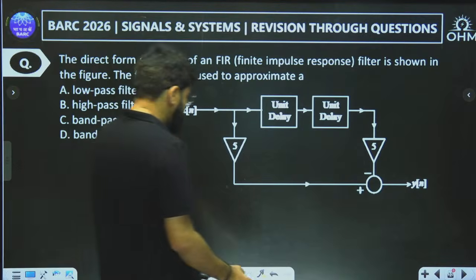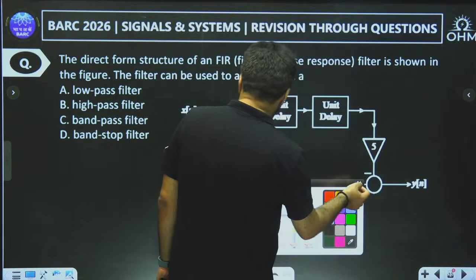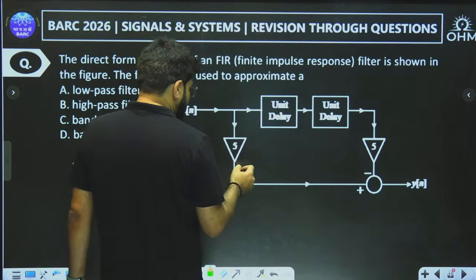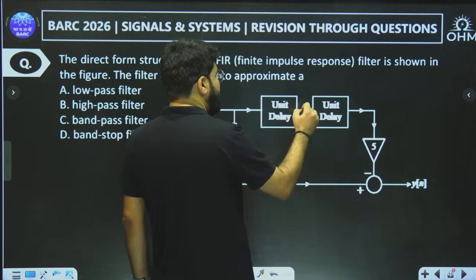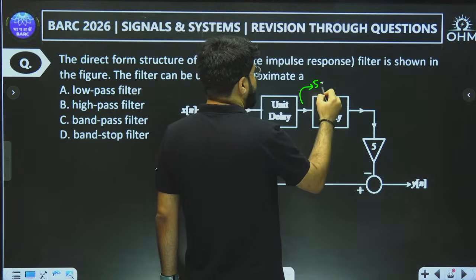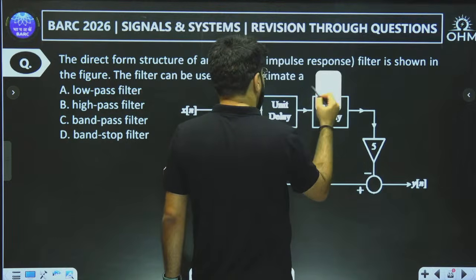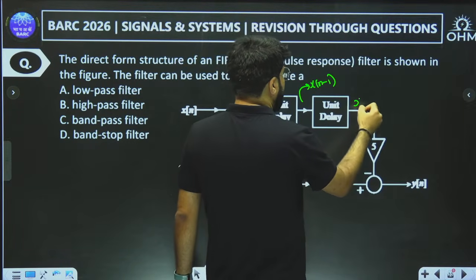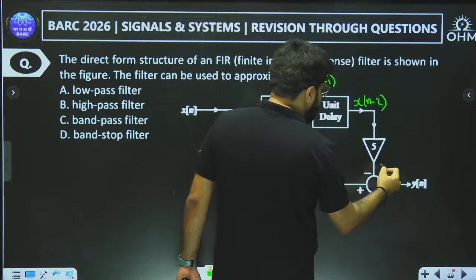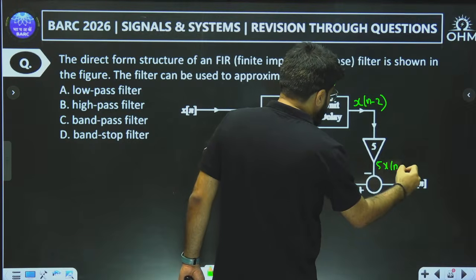Okay. So we'll have to first write down the input versus output relation. See, x[n] is first amplified by gain 5. So what comes here is 5x[n]. Now unit delay means what is going to come up here is not 5, only x[n] is the input here. So x[n-1], further delayed by 1, so x[n-2], which is multiplied by 5. So you get 5x[n-2].